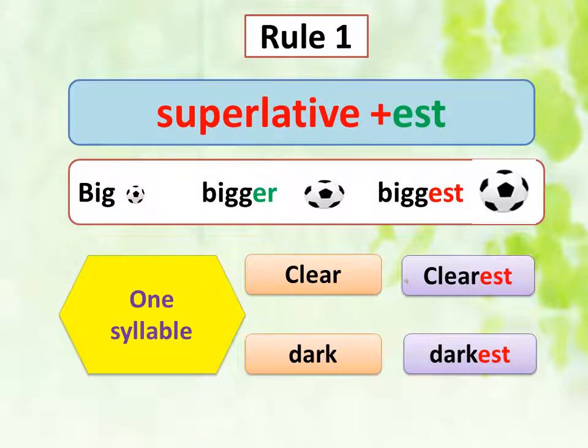Okay, rule number 1. The rules are almost the same as in the comparative, but the ending we add to the adjective is different. Superlative: add est. In the comparative we add er; now we add est. Below: big, comparative bigger, superlative biggest. One syllable: clear, clearest. Dark, darkest.